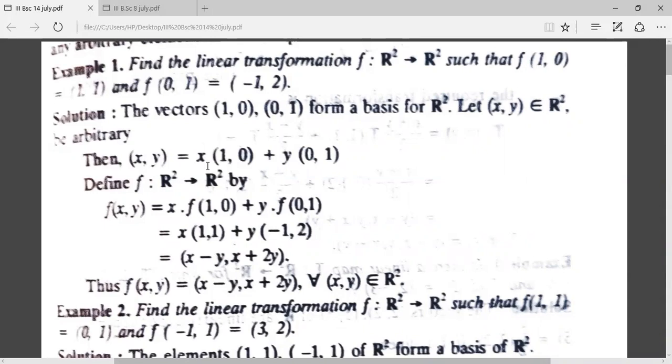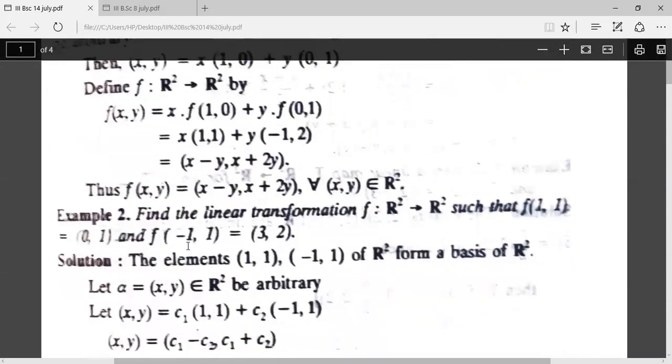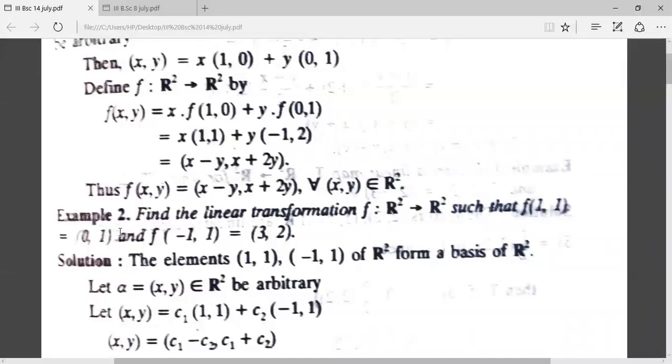This is another way of doing. In the last class, we have used t of E1 and t of E2, but this is easier as I feel. Next, example 2. Find the linear transformation f from R2 to R2 such that f of 1 comma 1 is 0 comma 1, f of minus 1 comma 1 is 3 comma 2. So here 1 comma 1 and minus 1 comma 1, they are the basis of R2.